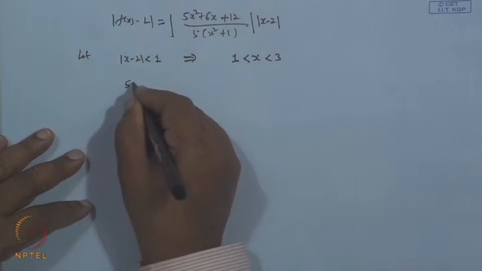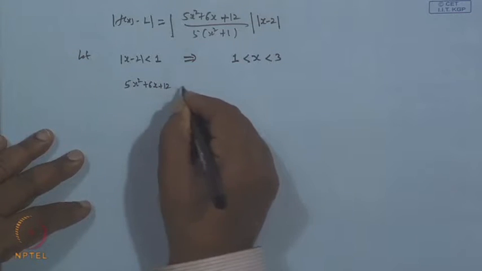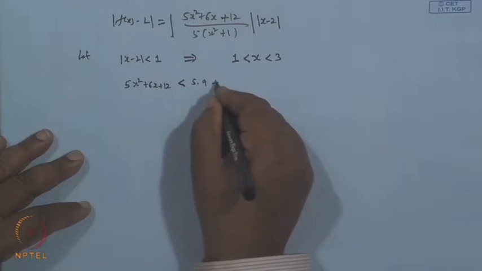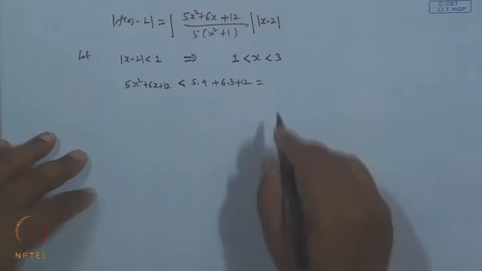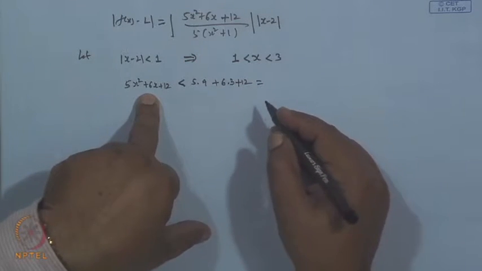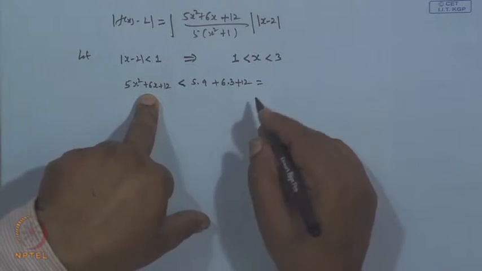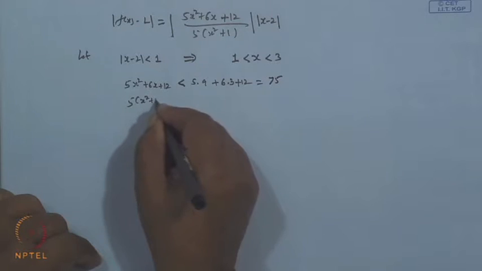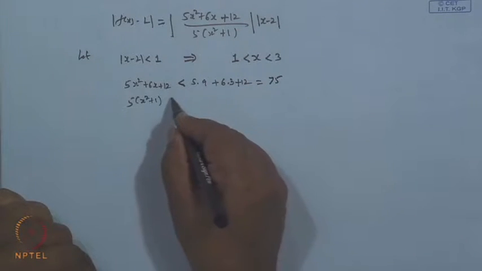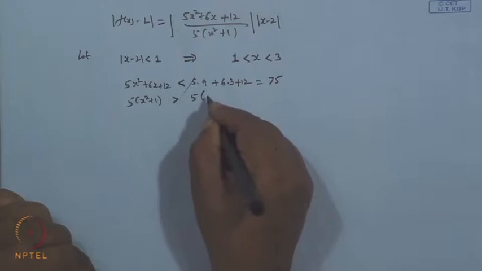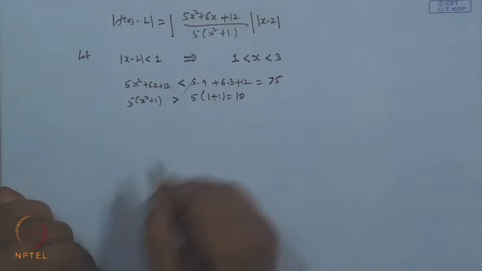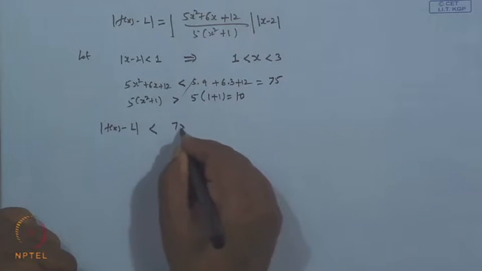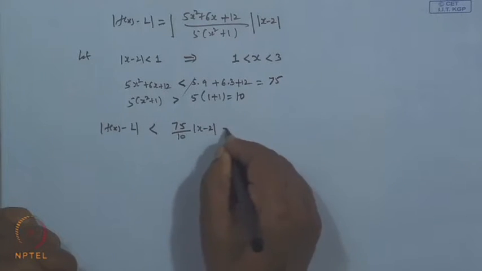So, what will be the upper bound for 5x square plus 6x plus 12? This will be less than, with x bounded by 3, 5 into 9 plus 6 into 3 plus 12, that is equal to 75. And what about 5x square plus 1, because it is in the denominator? So, write down the lower bound of this. It is greater than 5 into 1 plus 1, that is 10. It means mod of f(x) minus L can be made less than 75 by 10 times mod of x minus 2, that is equal to what?